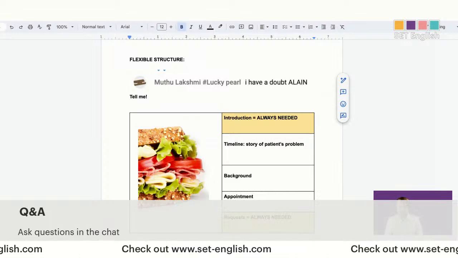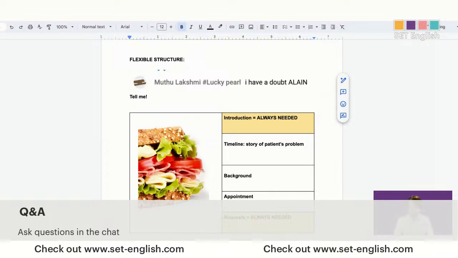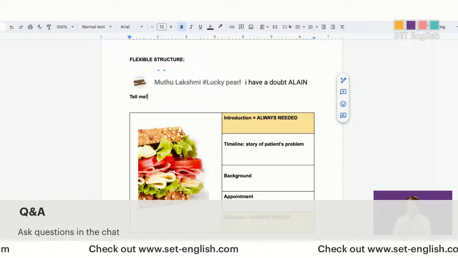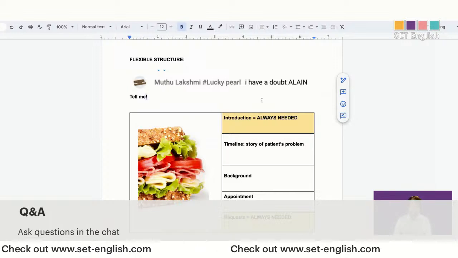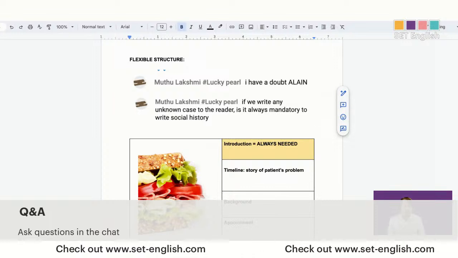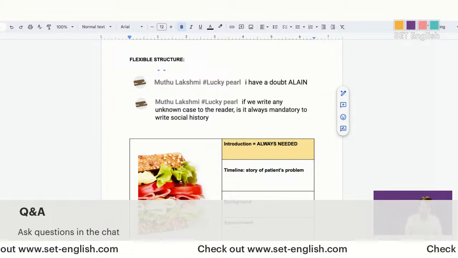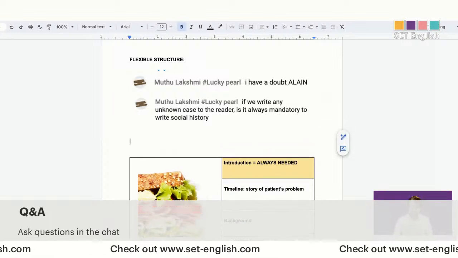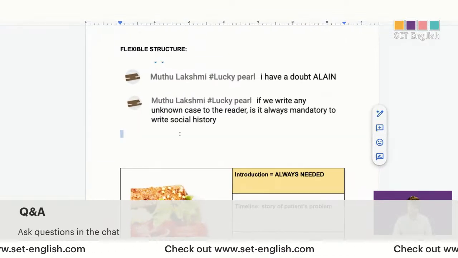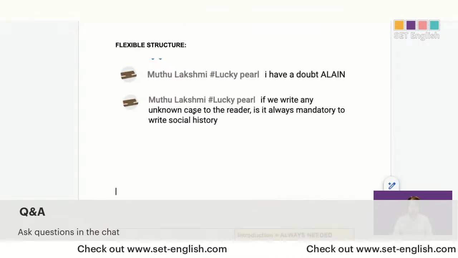Okay, this is great. So I'm going to copy paste this again. Guys, look at this. This is what she's asking: if we write any unknown case to the reader, is it always mandatory to write social history?